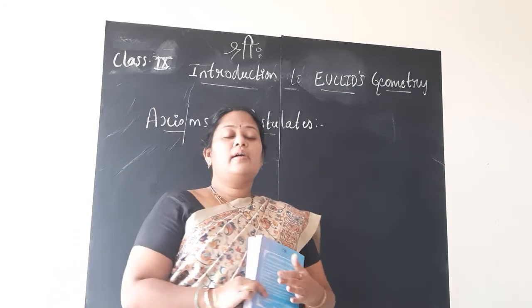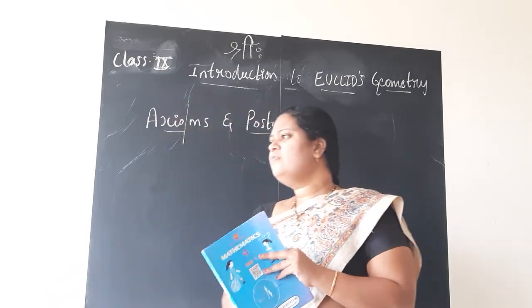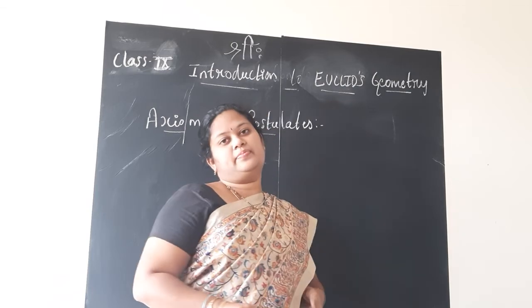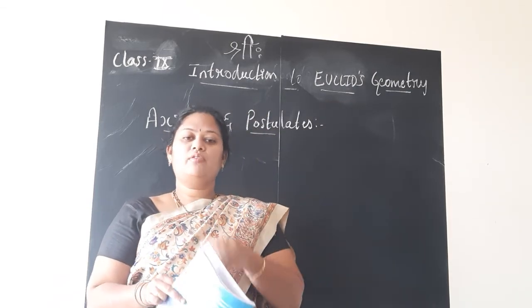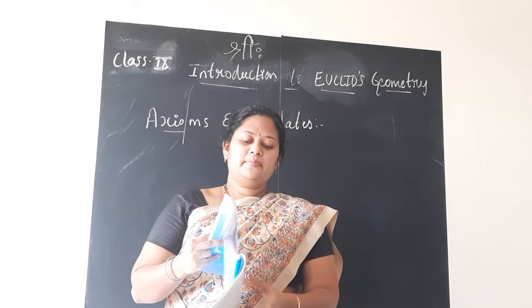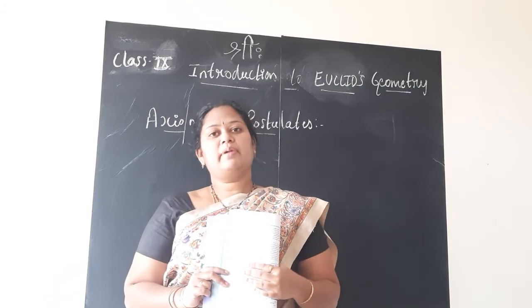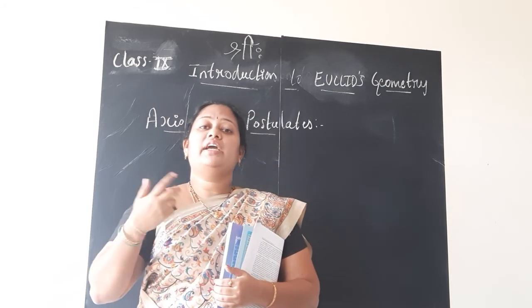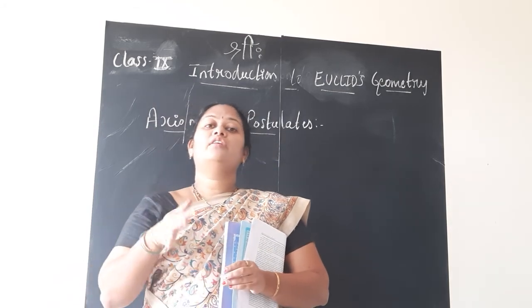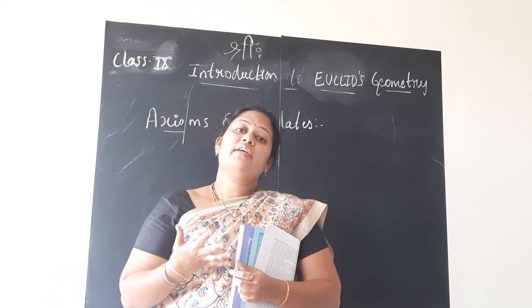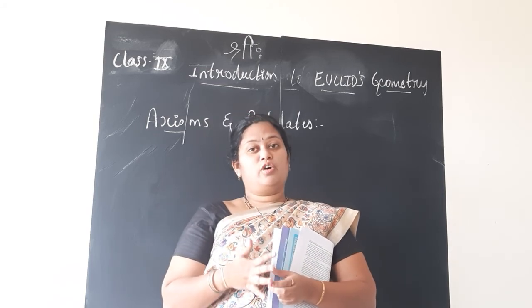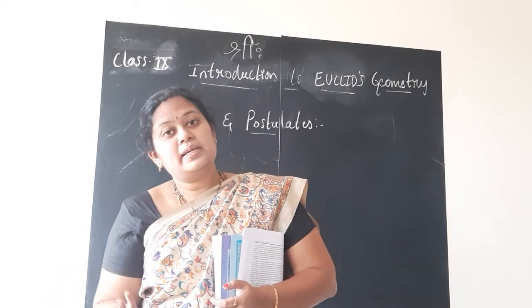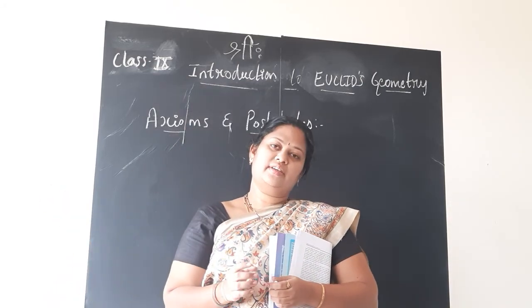So, today we shall know about a mathematician named Euclid, children. He was a Greek mathematician and he gave various definitions in geometry, but unfortunately those definitions were not accepted by the other mathematicians.